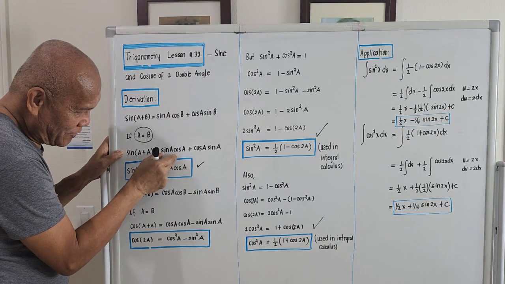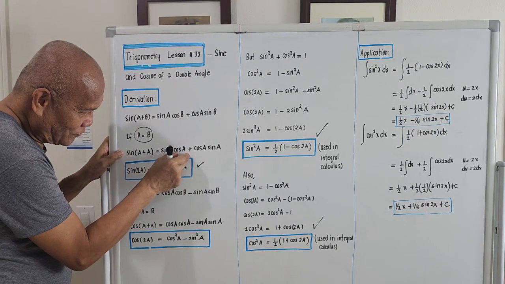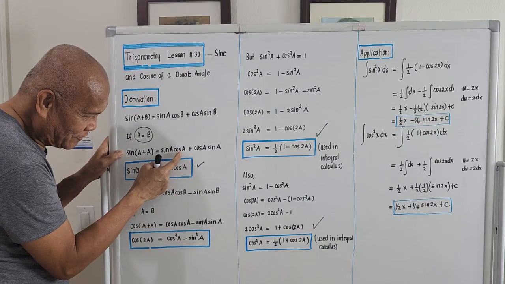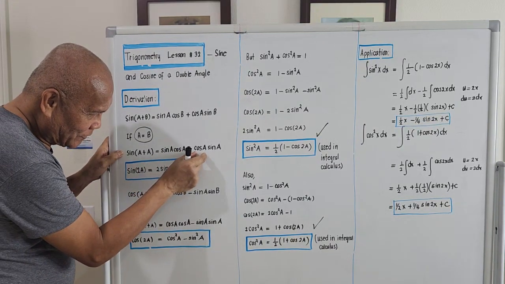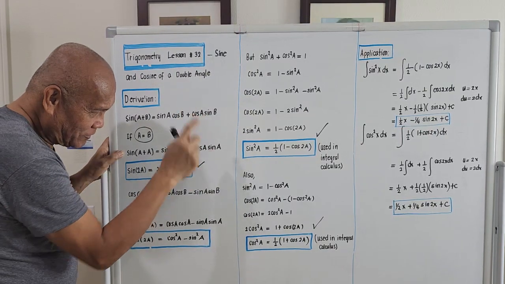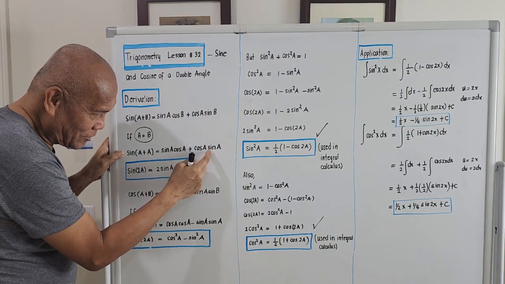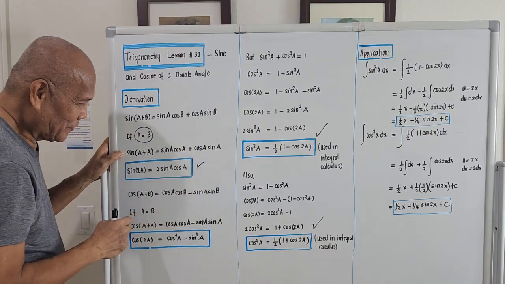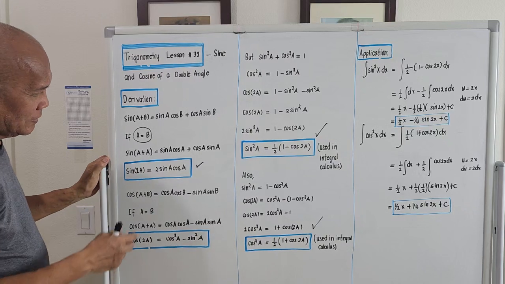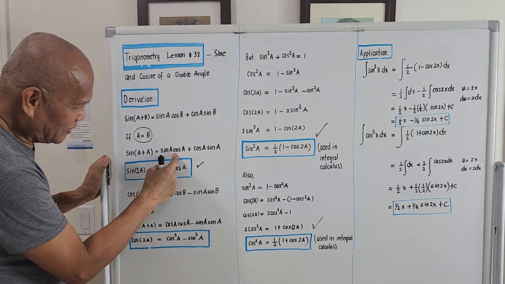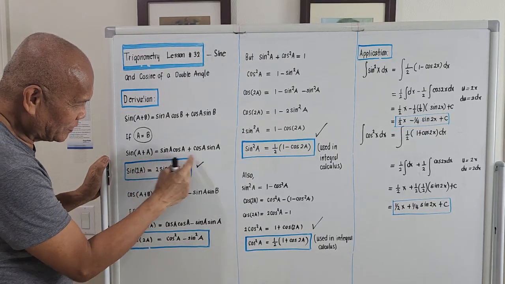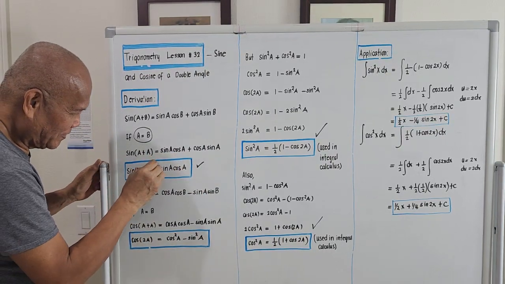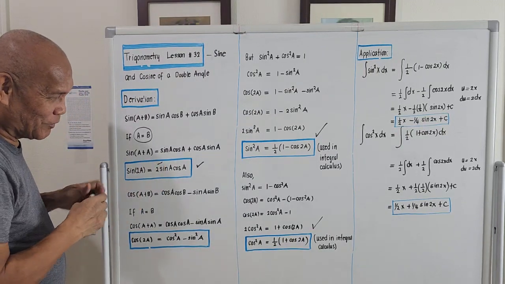So this should be sine of A cosine of B, but B is actually A, so this will be cosine of A, plus cosine of A sine of B, but B is equal to A, so this will again be sine of angle A instead of angle B. Okay, so what will happen? This is cosine of A, cosine of A, sine of A, sine of A, first one, second one, so this will now be 2. Right? Similar terms.